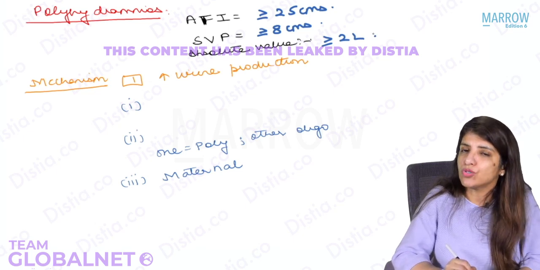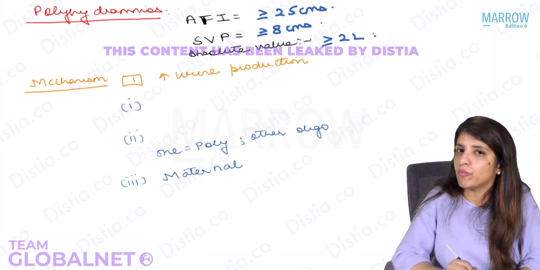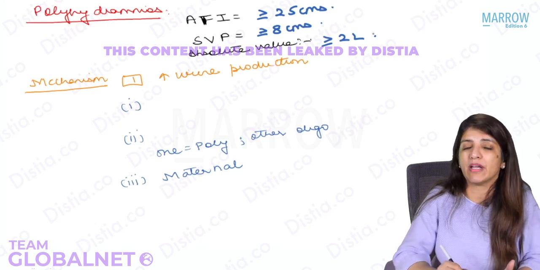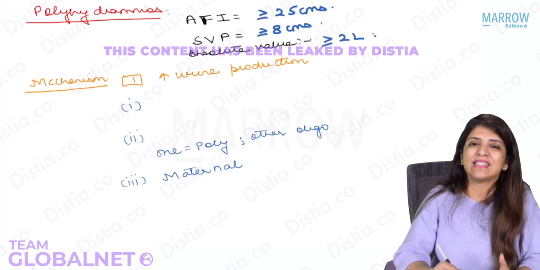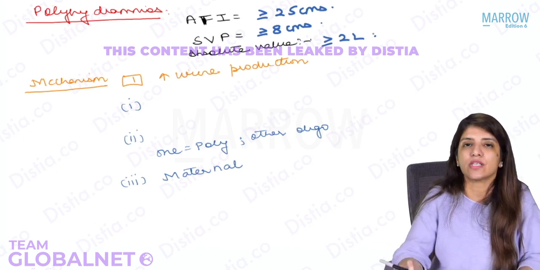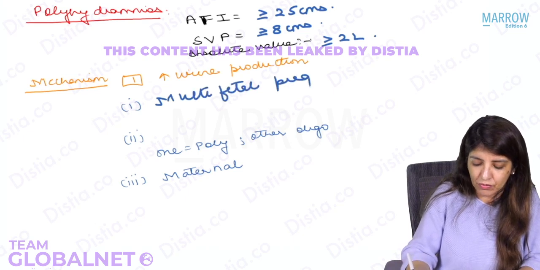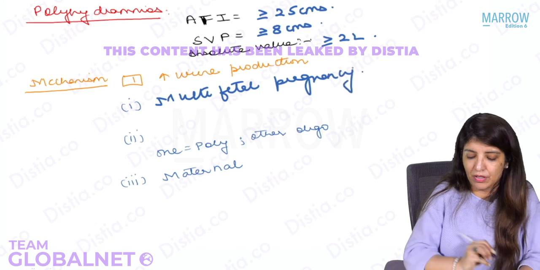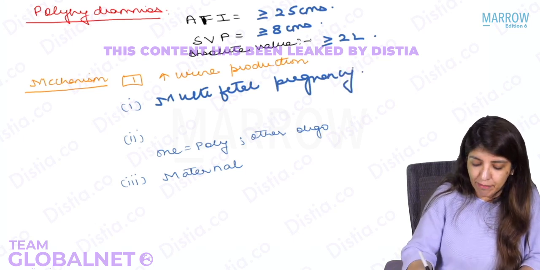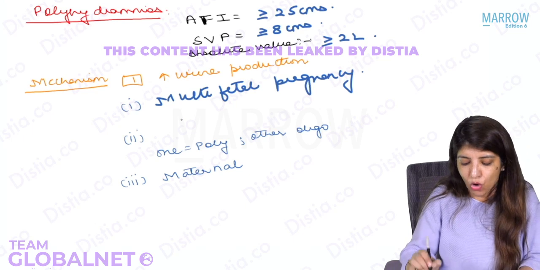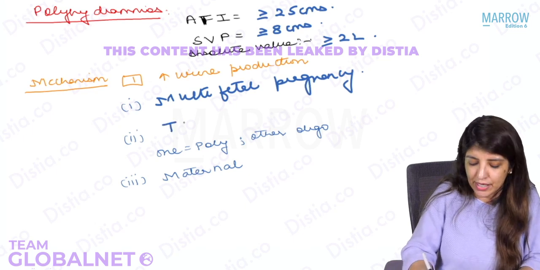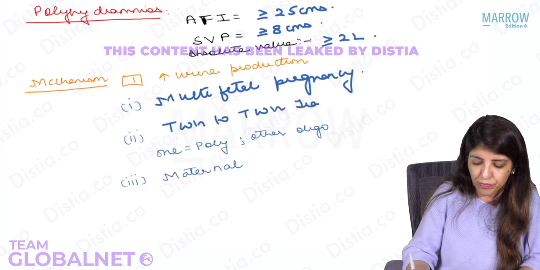Now, when am I going to see polyhydramnios? I'm going to see polyhydramnios because urine is the main contributor. So whenever there is excessive urine production, I'm going to get polyhydramnios, and excessive urine production is going to happen in multifetal pregnancy. Number 2, it is going to happen not only in multifetal pregnancy, but also in twin-to-twin transfusion syndrome.